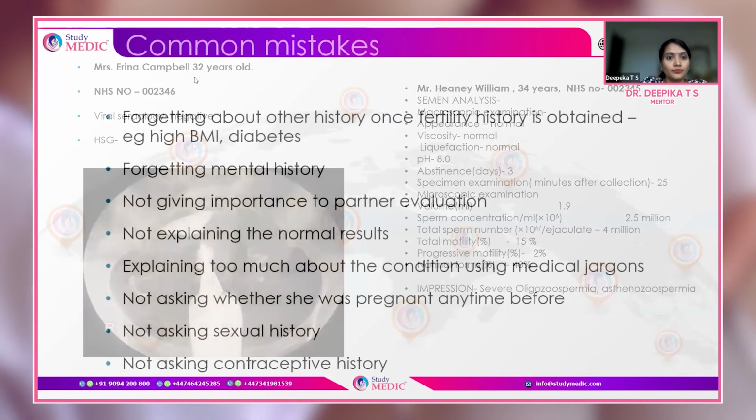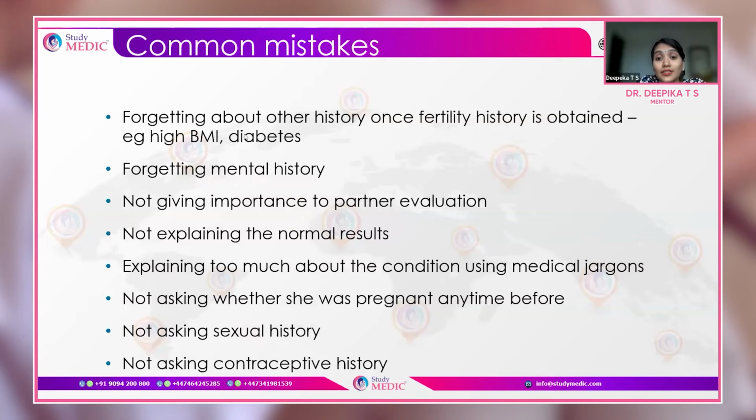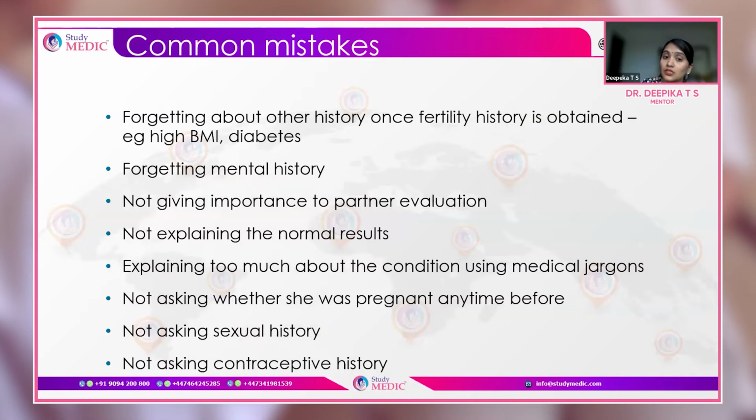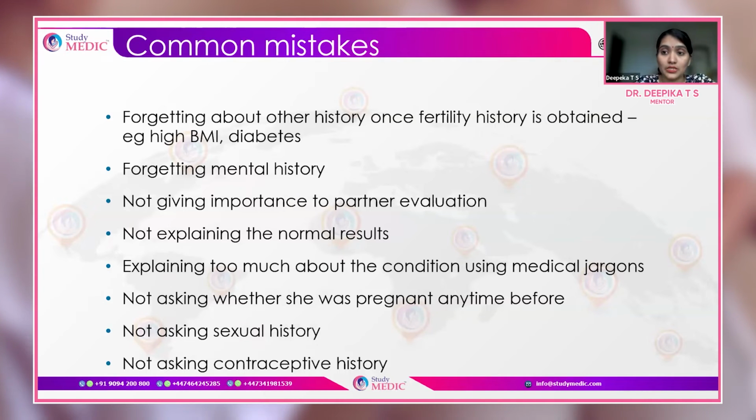All right, now going on to common mistakes done in subfertility stations. Forgetting about other history. Once you obtain a fertility history, how far you're trying to conceive, how long you're trying to conceive, what is the sexual history, contraceptive history, then some people directly go and explain the result and go to the management part. It is always important to ask about their medical history, any surgeries, allergies, and mental history is very important. Social history, all these are very, very personal history is very, very important.